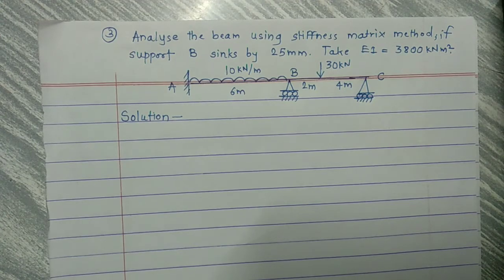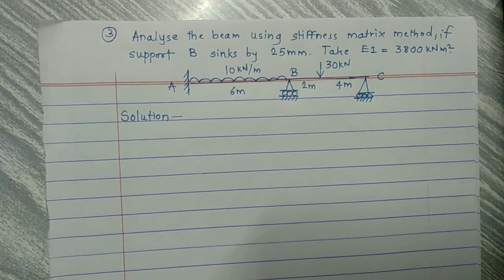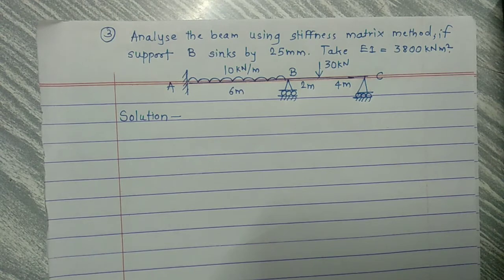Here we are having problem number 3, that is analysis of beam with sinking of support, and this problem is done by using the structure approach of the stiffness matrix method. So let us see this problem number 3. Here the problem statement: analyze the beam using stiffness matrix method if support B sinks by 25 mm. The value of EI is given as 3800 kilonewton meter square.